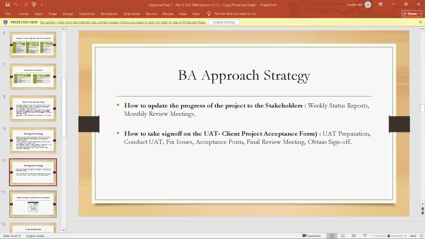Okay, and the next strategy is how to update the progress of the project to the stakeholders. We need to update the stakeholders on the progress of the project. For that purpose, we'll have weekly status meetings, weekly status reports and monthly review meetings. And how to take sign off on the UAT: the client project acceptance form. UAT preparation, conduct UAT, fix issues, acceptance form, final review meeting. So UAT mostly means the final review meeting.